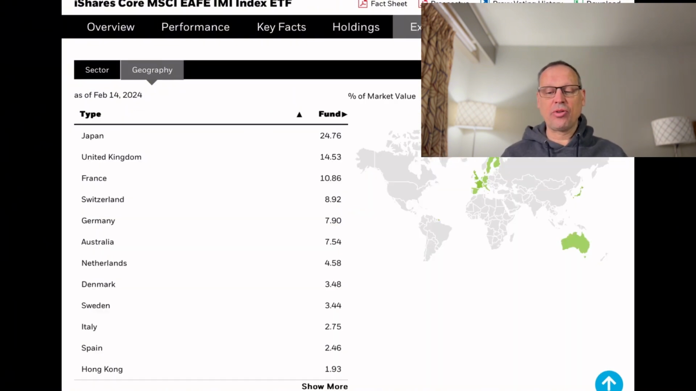And if we go a little bit further down into the website, it'll show you the exposure breakdown. So when I said I was heavily weighted in North America, this ETF broadens my exposure to, in this case, the top part is Japan at 24% of this ETF, the United Kingdom at 14%, France at 10%, Switzerland, Germany, and so on and so forth. And they show you on a map where those holdings would be.